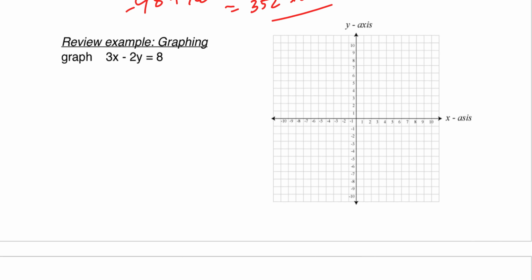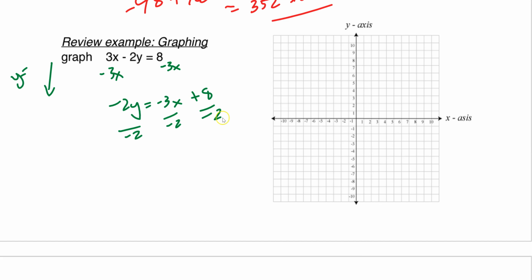So I want to graph this. Now step 1 is let's put it in slope-intercept form. So try to get y equals. So in this case, let's subtract 3x from both sides. I'm going to get negative 2y equals negative 3x plus 8. And then we're going to try to get y by itself, so let's divide everything by negative 2. Remember, divide everything by negative 2. And I get y equals 3x over 2 minus 4.